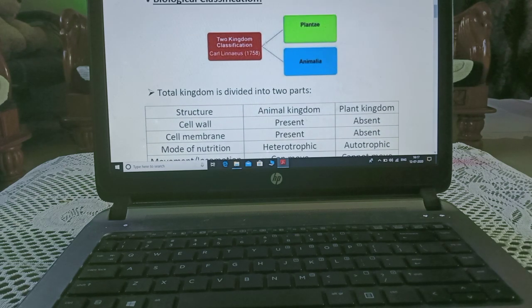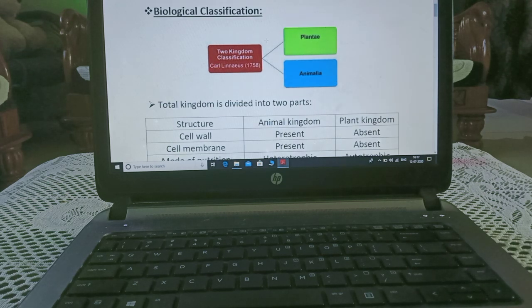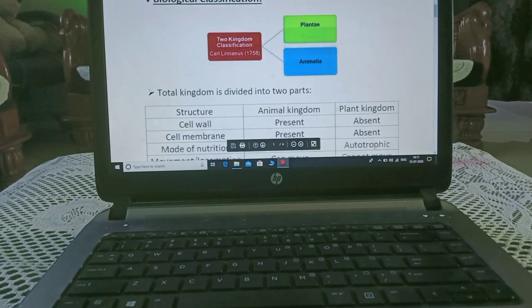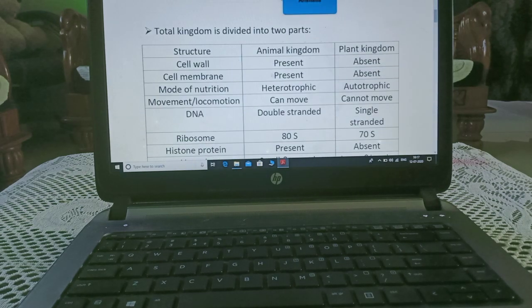According to Carl Linnaeus, the entire kingdom was divided into two parts, that is Plantae and Animalia. He gave this difference in 1758 and he proposed this kingdom. Now we will see the structure of the animal kingdom and the plant kingdom.